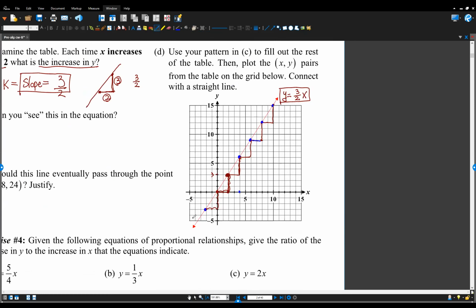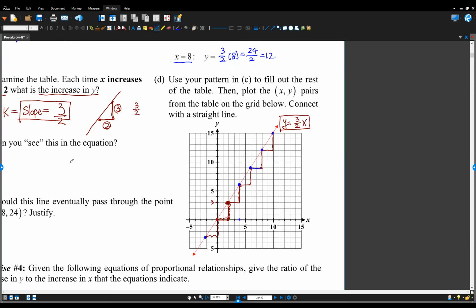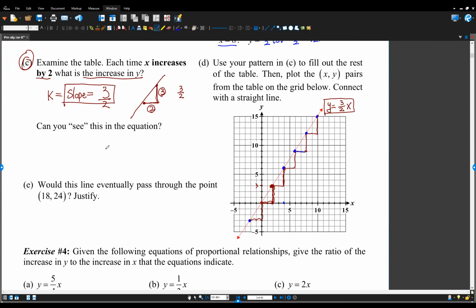This is the graph of y equals 3/2 x. Can you see this in the equation? 3/2, yes. Any two points, 3/2, that's the slope. Slope is the change in y over the change in x. That's the slope.